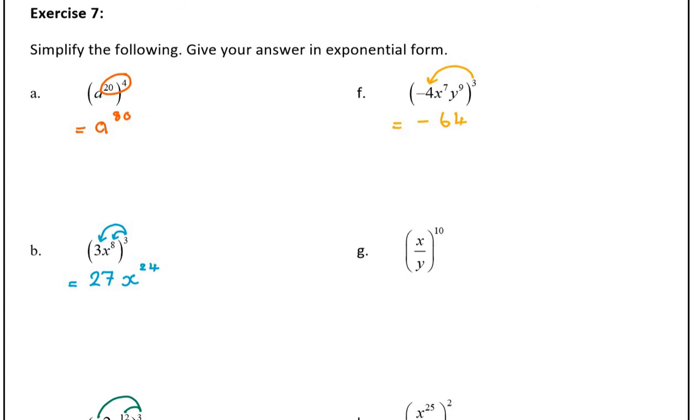You can use your calculator to do that, but just don't forget that then it's negative 4 in a bracket cubed. Otherwise, the calculator doesn't know what to do. Then 7 times 3 is 21. When you raise the power to another power, you multiply. 9 times 3, 27.